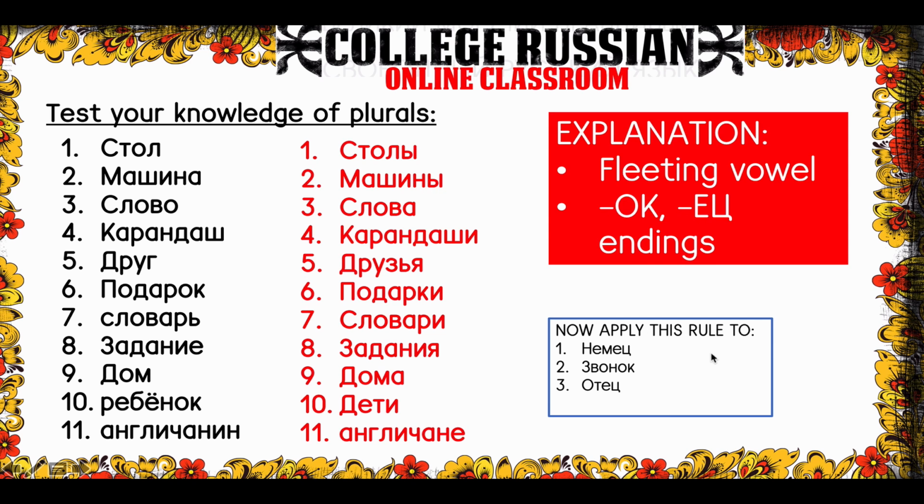So you could come through and apply this rule to these words as well. So the E is going to disappear and it's going to become немцы. The ок is going to disappear and it's going to be звонки. Also right here, the E is going to disappear and it's going to be отцы. So that's some examples of the fleeting vowel.